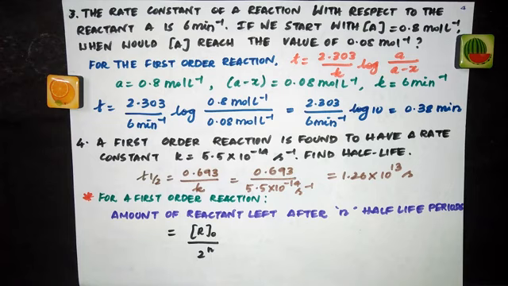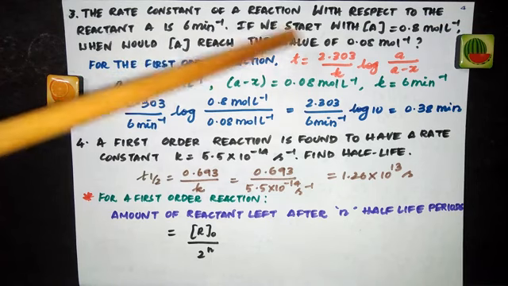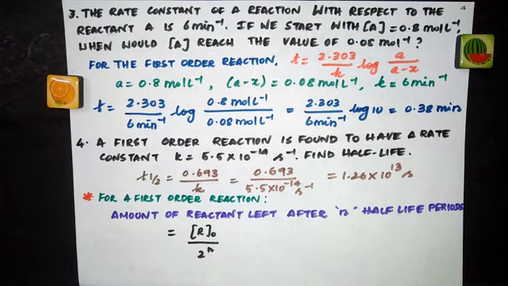Now the question is, when will we reach the concentration of A to be 0.08 mole per liter, which means they're asking you the time taken to convert the concentration of A from 0.8 to 0.08 mole per liter. So what formula can we use to find out t? For that, we should identify whether this reaction is zero order or first order.